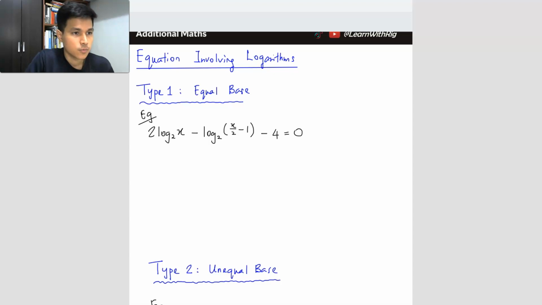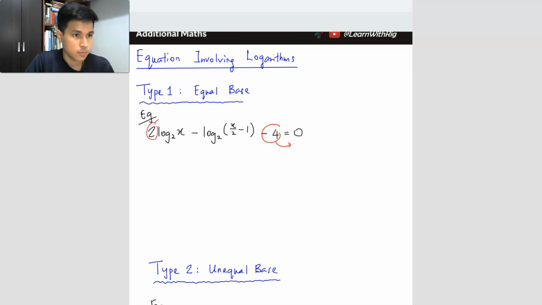Here is log base 2, here is log base 2, correct? So we know we can combine these two logs. The only odd one here is the negative 4. So what you're going to do is bring the negative 4 to the other side, and we'll try to combine this log base 2.